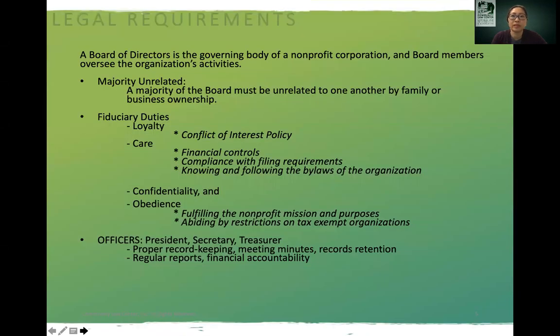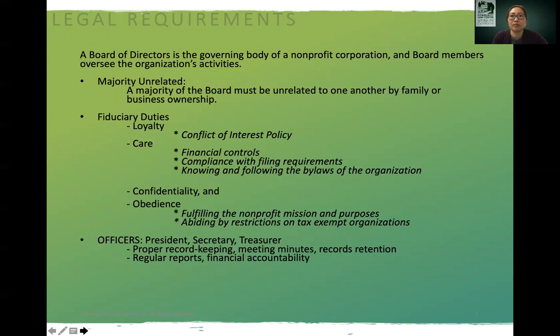First, let's look at some of the legal requirements for boards of nonprofits. It's important to understand that nonprofits must abide by certain requirements that are imposed on tax-exempt organizations, and nonprofits must uphold the public trust in their charitable purpose. To help ensure that, nonprofit corporations must be governed by a body rather than one individual. This is why you will never see an owner of a nonprofit. And to further prevent undue control by one person, a majority of the board is required to be unrelated to one another by family or business relationships.